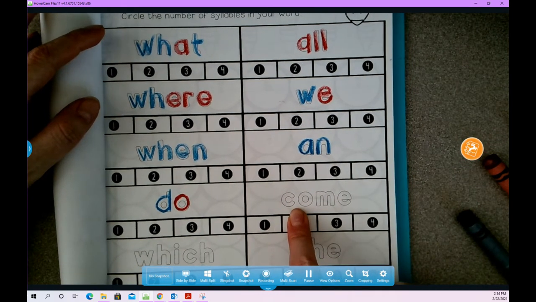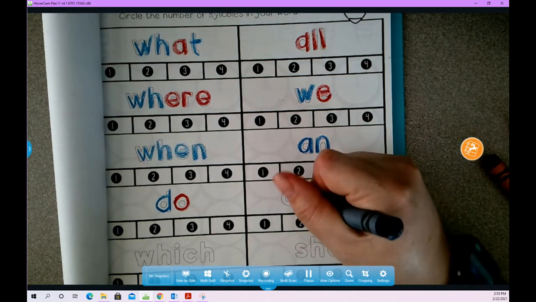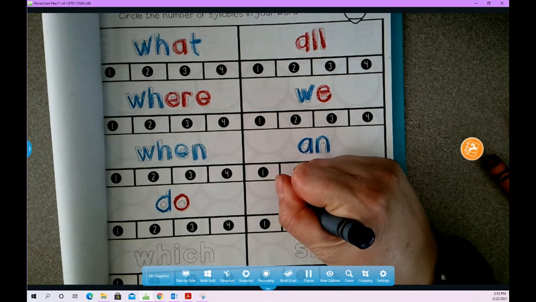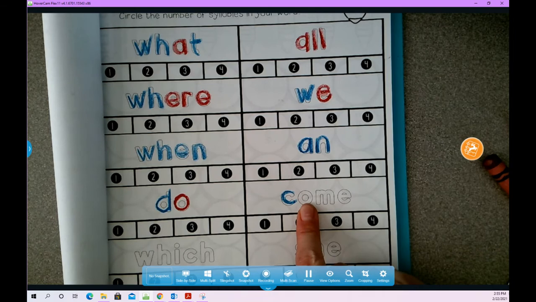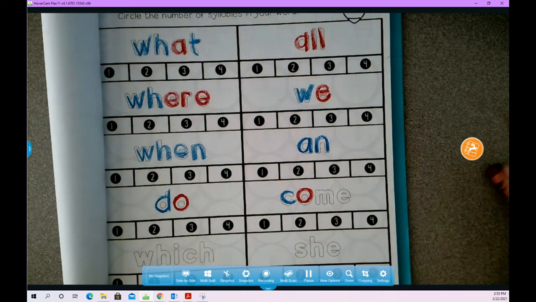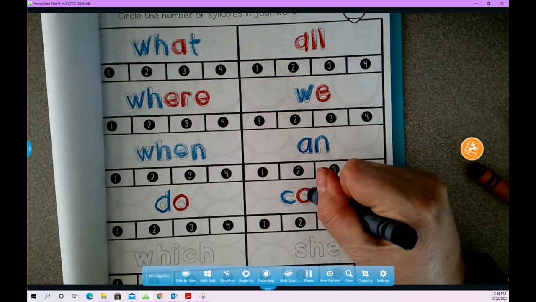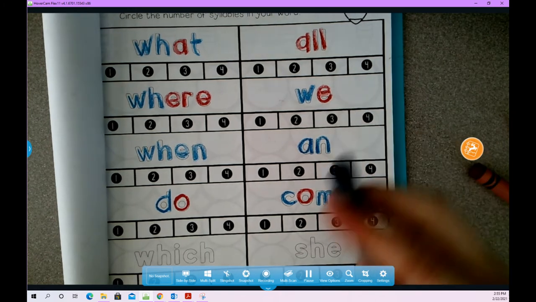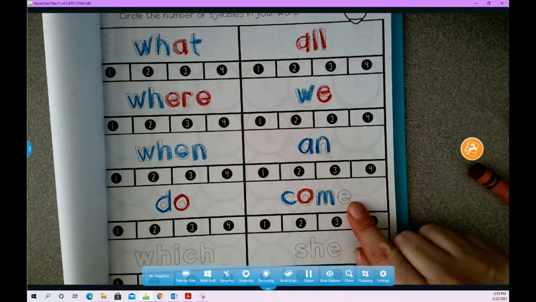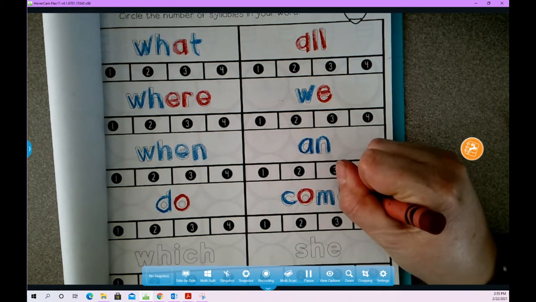Then we have come. Come. What parts sound like themselves? C. Does that sound like itself? No. Does that sound like itself? Yes. And then the E makes no sound, so it doesn't sound like itself.